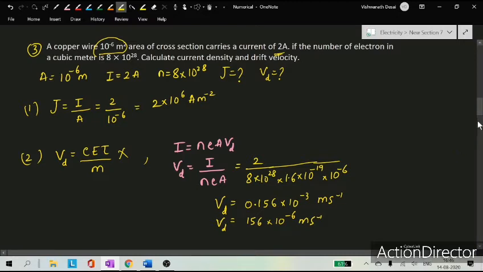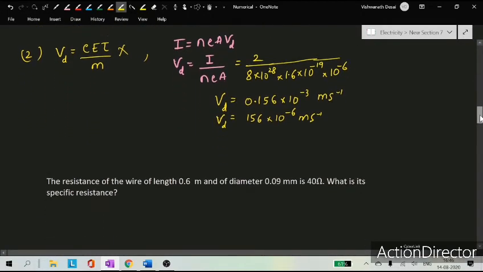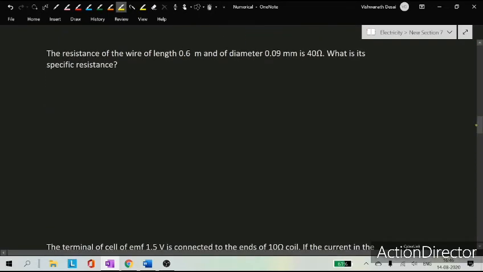So these are the simple kind of questions we solved. Now let us move on to the next one. So this is the next question I have. The resistance of a wire of length 0.6 meter, so length of that is 0.6 meter, and the diameter of the wire is given.